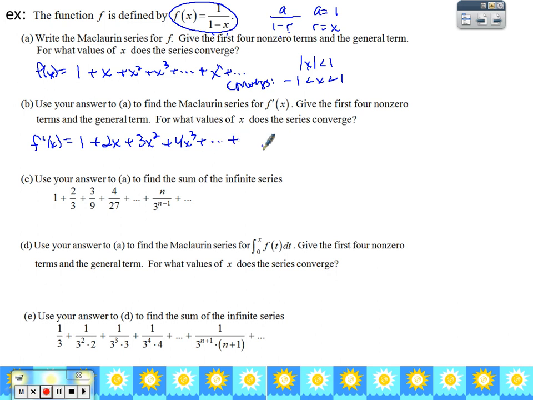Now, the general term, I'm going to write it by really using the power rule, just like I did. So I brought the n down, x to the n minus 1. That's what we did to generate that. Now, my radius of convergence is going to be the same. I don't have to do a test or anything. The radius of convergence is 1. But I do have to check endpoints.